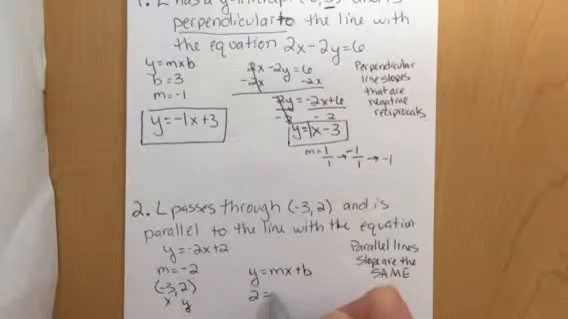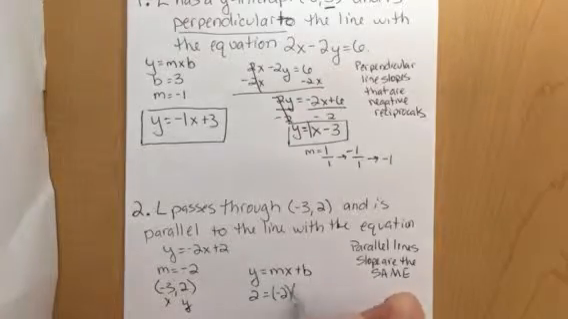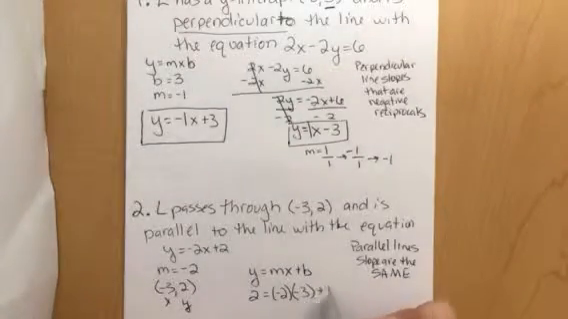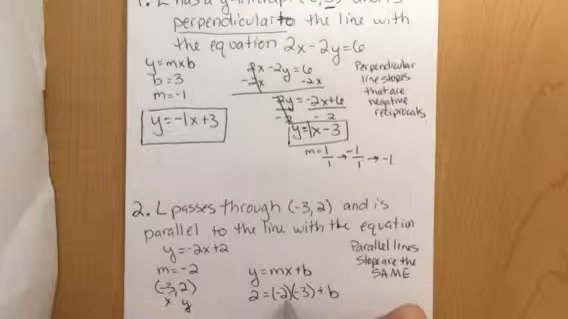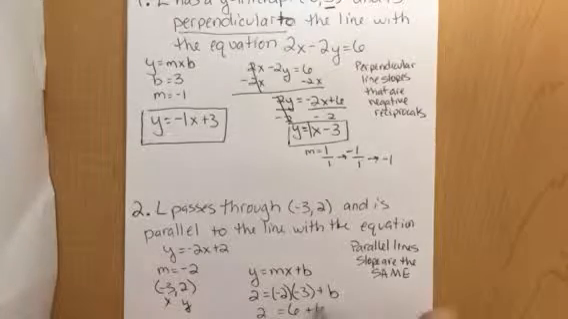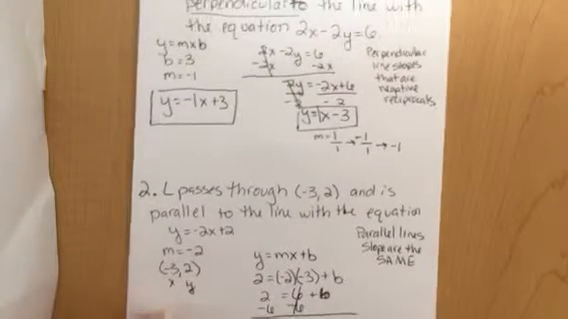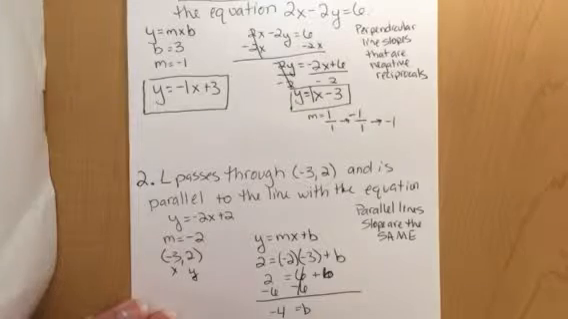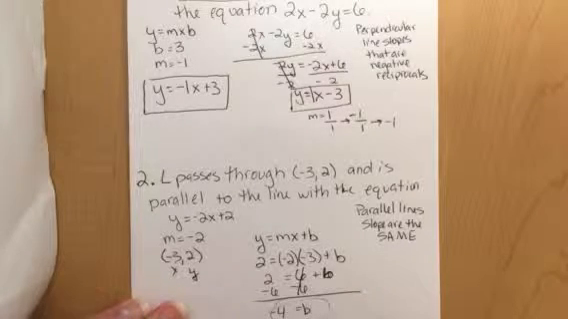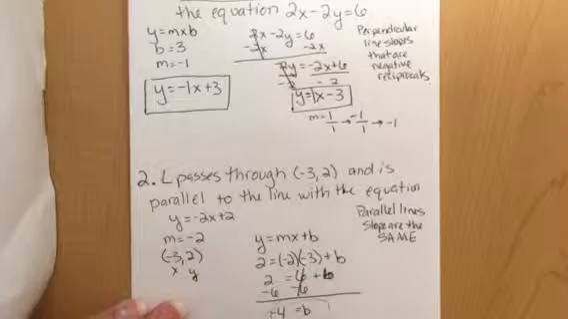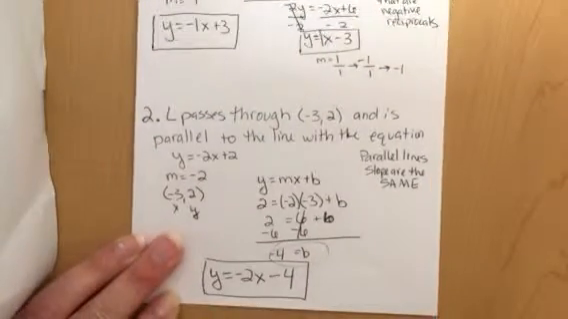Y is 2, slope is negative 2, x is negative 3, b, we're going to solve for b. So negative 2 times negative 3 is 6. So it's supposed to be a b. Subtract 6 from both sides, cancels out, b equals negative 4. So now we can rewrite this. We have all the pieces of our puzzle here. Y equals, our slope up here is negative 2x, and our y-intercept is negative 4. There you go.